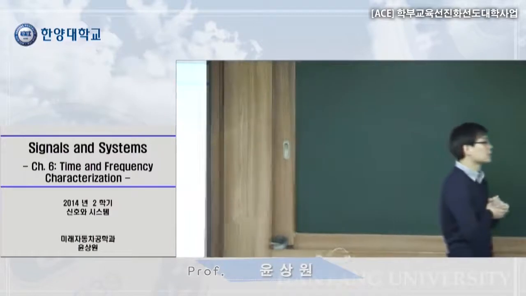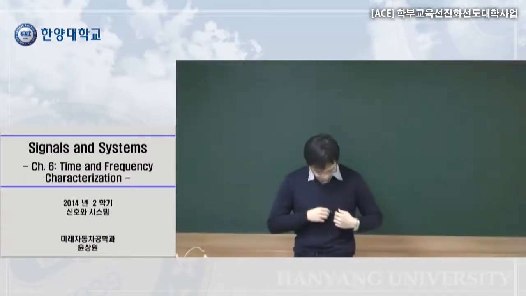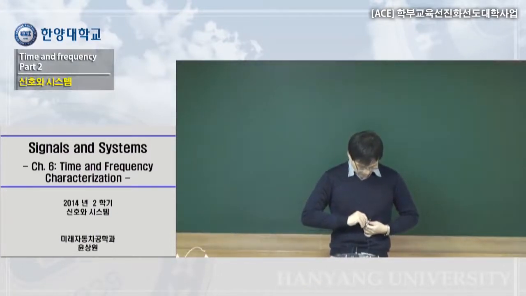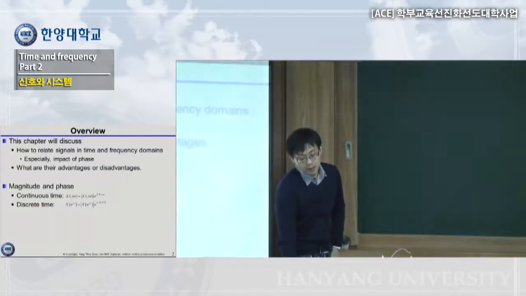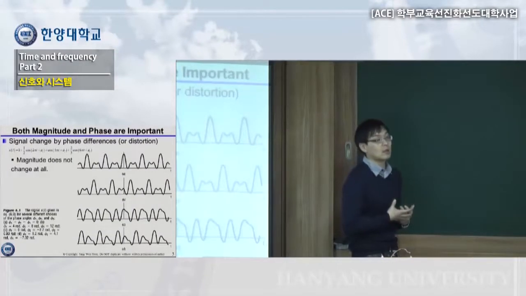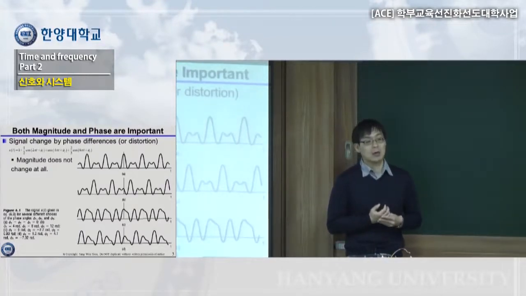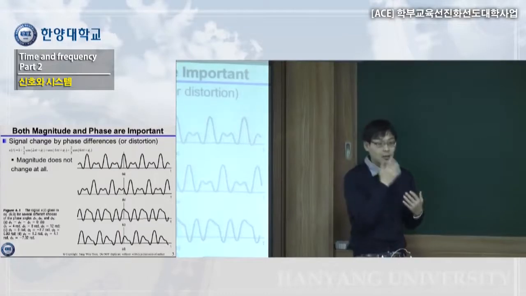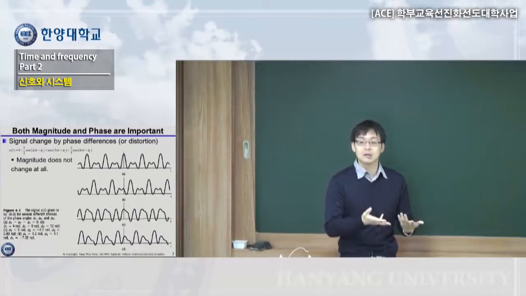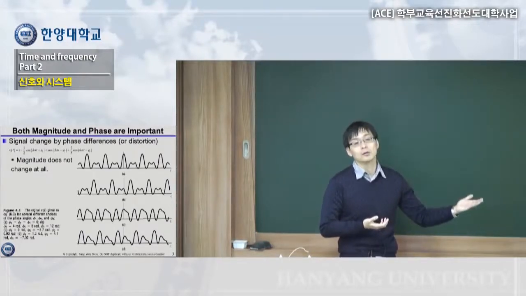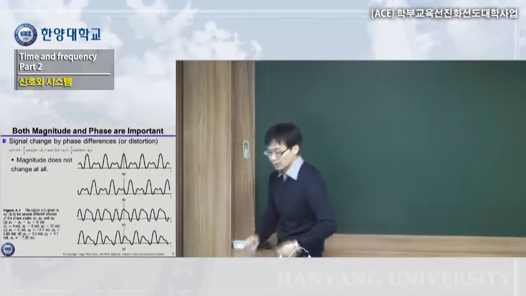So, time and frequency characterization. This chapter is dedicated to using what we have learned before. We talk about the importance of phase. We have normally talked about the amplitude. However, phase is also important, because by fixing the amplitude but changing the phase, we can make a totally distorted signal by simply changing the phase. That's the thing going on here.